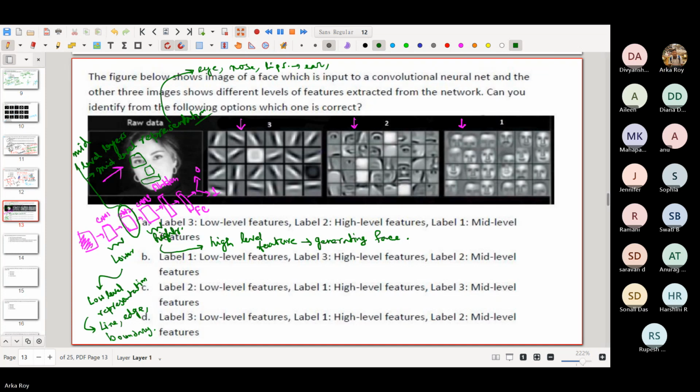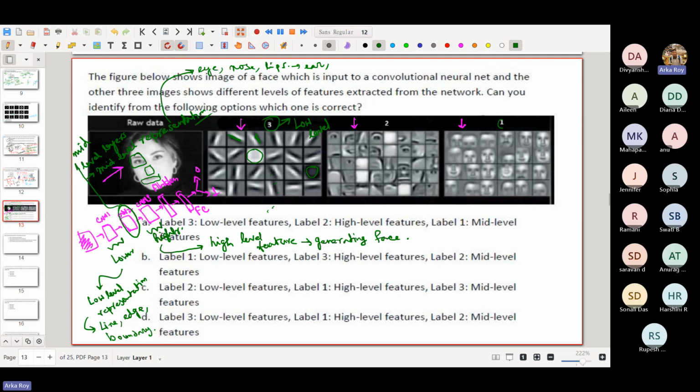Now let us see the images over here. In the third level, we can see that it is basically learning the line, edge, something like that. Over here, you can see that this is forming a boundary. These are learning lines. Over here also line. Here also you can see some sort of boundary. So this you can refer to as low level feature.